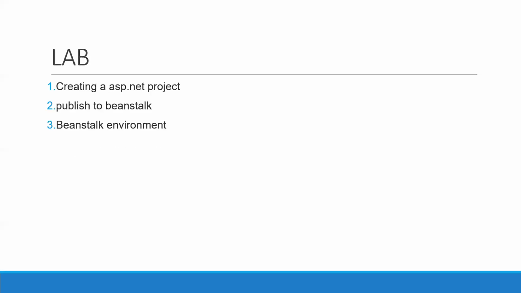In this lab, I'll be directly jumping to an ASP.NET MVC project. I'll give you a brief on how to connect your Amazon SDK with Visual Studio, how to utilize it in an ASP.NET project, how we can publish it to Beanstalk, what the environments are, and if we make some changes, how they get populated immediately to our Beanstalk environment.